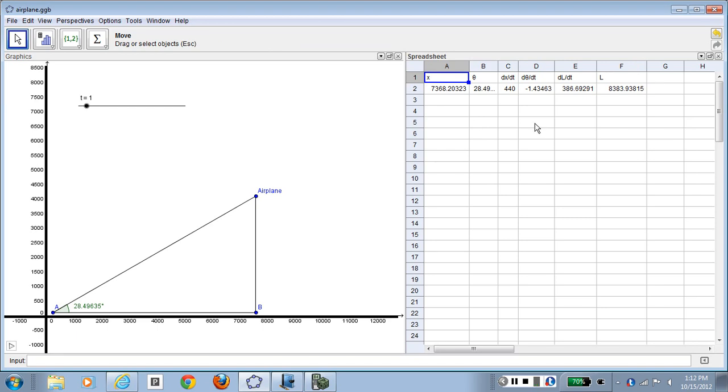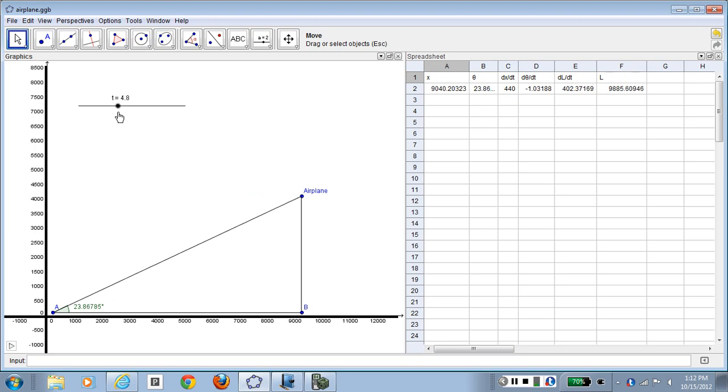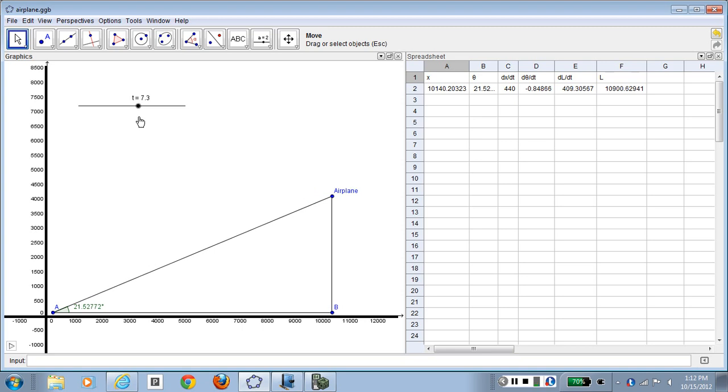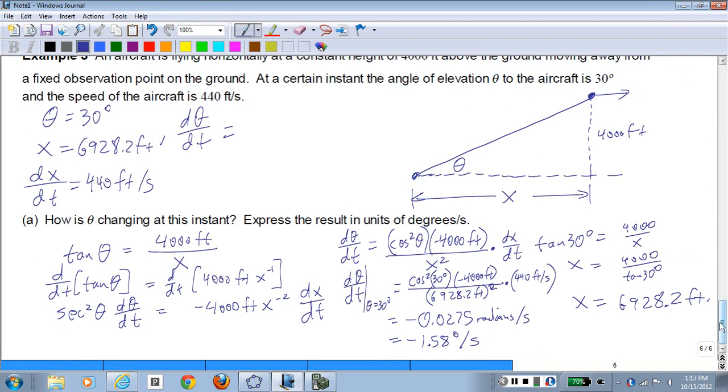So it's decreasing. And notice, as time passes, what happens to d theta dt? As time passes, the angle is still decreasing, but the rate at which it is decreasing is decreasing. So it decreases more and more slowly the farther the airplane is from the initial point. There we go. And I may be able to refer to that for the B part as well.